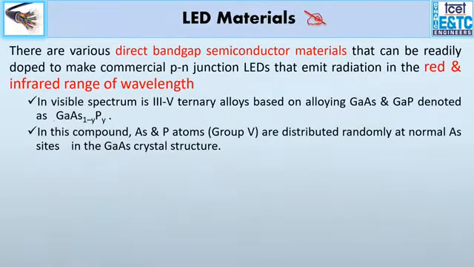Okay, so as I was talking about the direct band gap semiconductor materials, they are the 3-5 ternary alloys, from gallium arsenide to gallium phosphide. You can change the composition of each material, and as per that change in composition, you will have a different energy band gap.